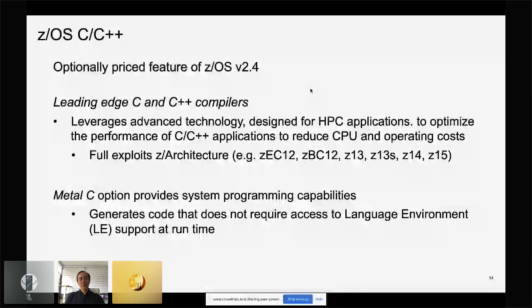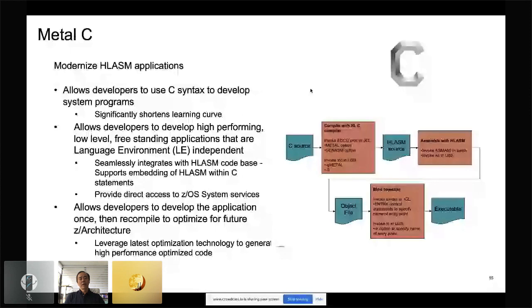So there's the ability to generate code that does not require access to LE at runtime. So it is really ideal for modernizing assembly applications, right? Because what the compiler does is it takes in the source code, and then the compiler will generate the assembly code for you, right? And then you can run it through the assembler, bind it, and make executables out of it.